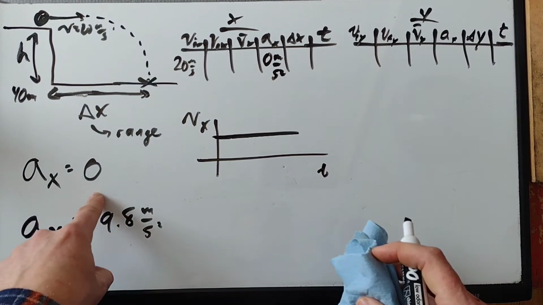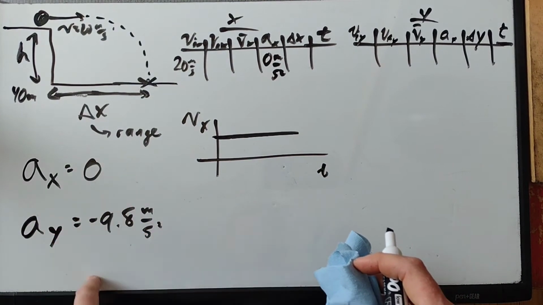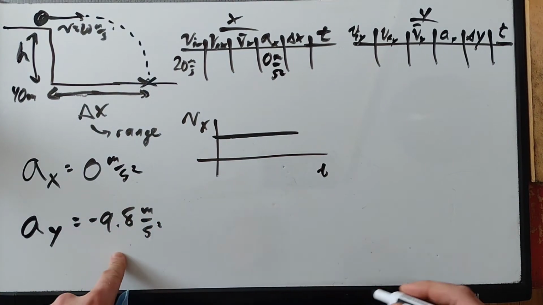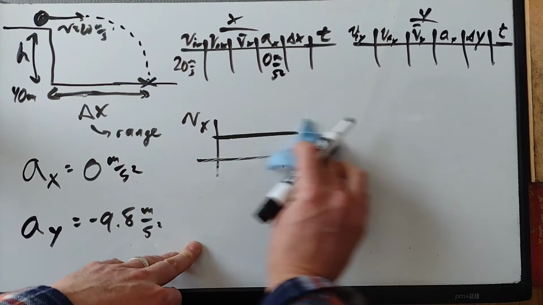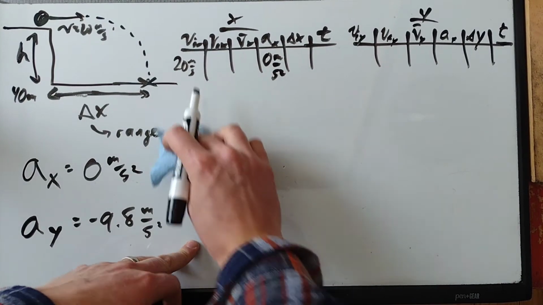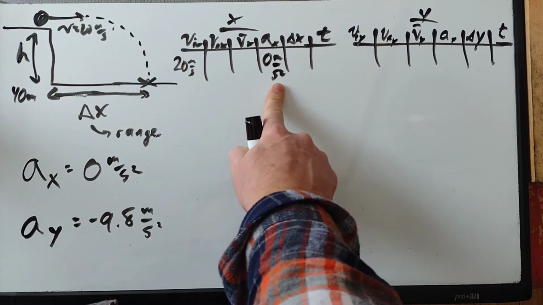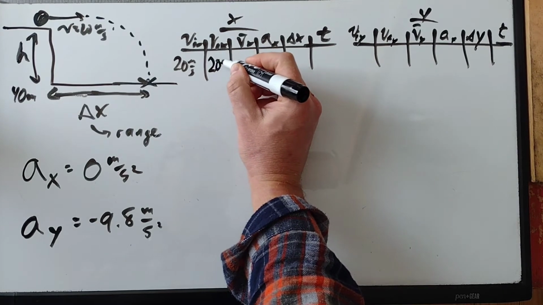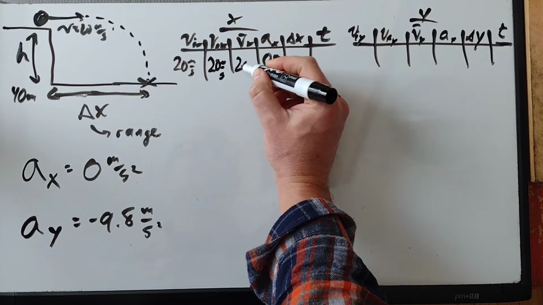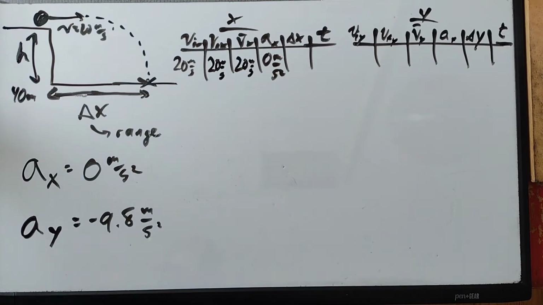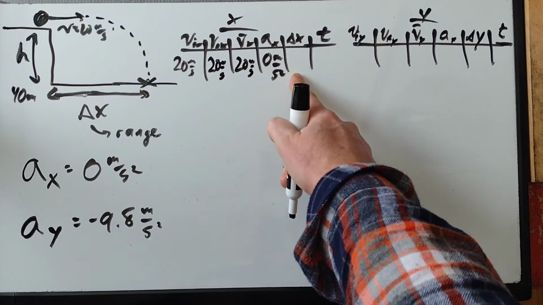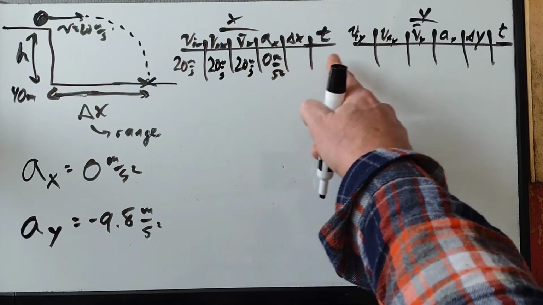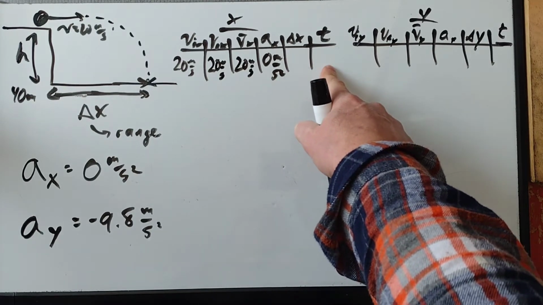Again, we know this from the lab. These two things are always true about projectile motion. AX is 0 meters per second squared. AY is negative 9.8 meters per second squared. So, since the acceleration is 0, then the final x velocity is also 20 meters per second. The average velocity is 20 meters per second. So, great. Delta x, that's going to be the distance it travels. We don't know that. And the time it's in the air for, we also don't know.